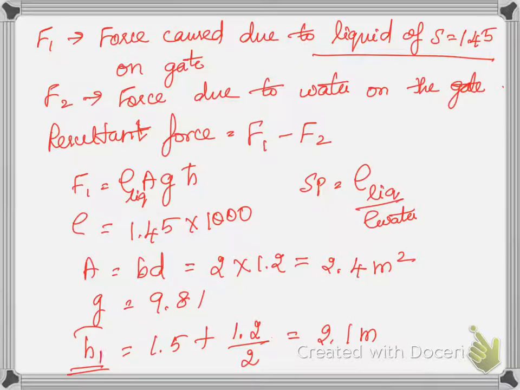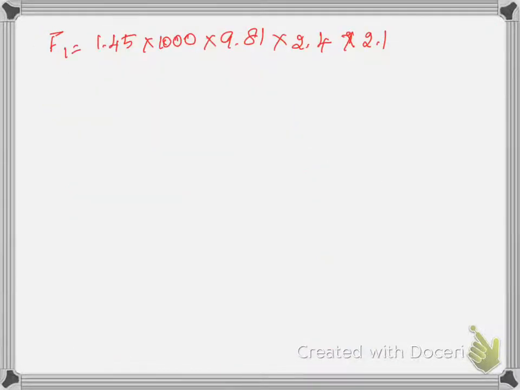Now I can easily get the value of F1. So F1 will be equal to 1.45 into 1000 into 9.81, and my A is 2.4, and I have determined my H bar as 2.1. For simplicity I will keep this as H1 bar because we will be coming across another force also that we have to determine. So I will keep this as H1 bar, which is equal to 2.1. So my F1 will be 71691 Newton. So I have determined the value of F1.